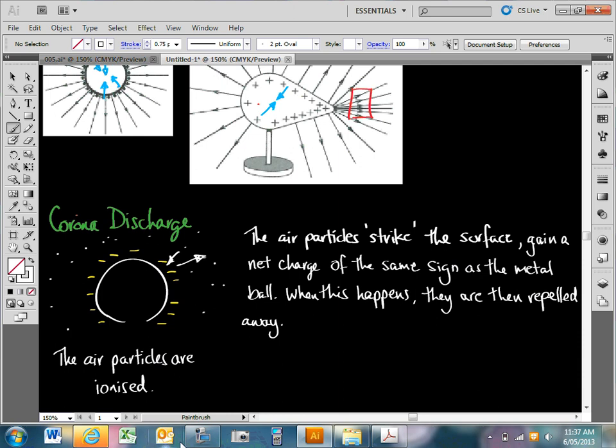And what happens to the metal ball? It loses its charge. As the air particles come in and strike the surface, they're ionized. They're repelled away because they now gain a net negative charge in this case, and they take away the charge of the metal ball. This is a discharging effect. We call this corona discharge. This is important in the application of photocopiers. The application of this topic is photocopiers.